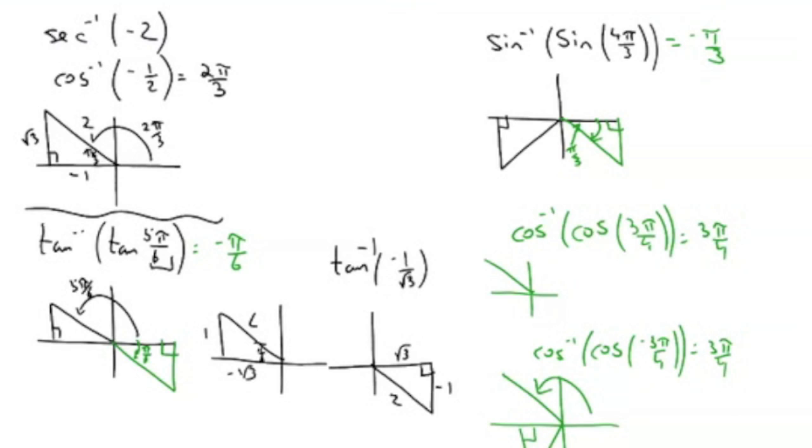So the first one, since it works in the second quadrant, it'll stay there. You just leave it alone. And then the other one, after you mess around with it enough, it comes back to 3 pi over 4. Which is kind of cool, but you do lose the negative.